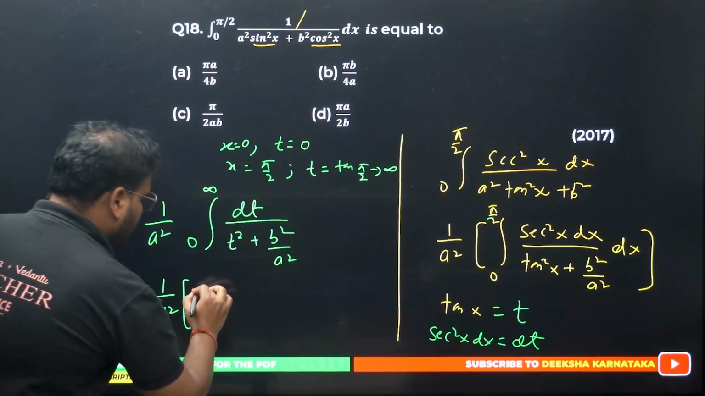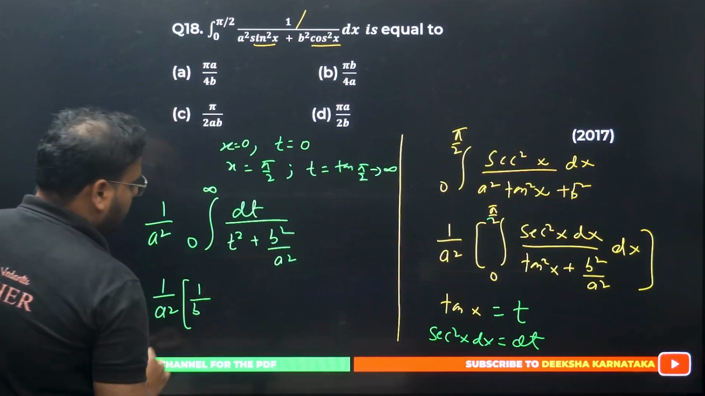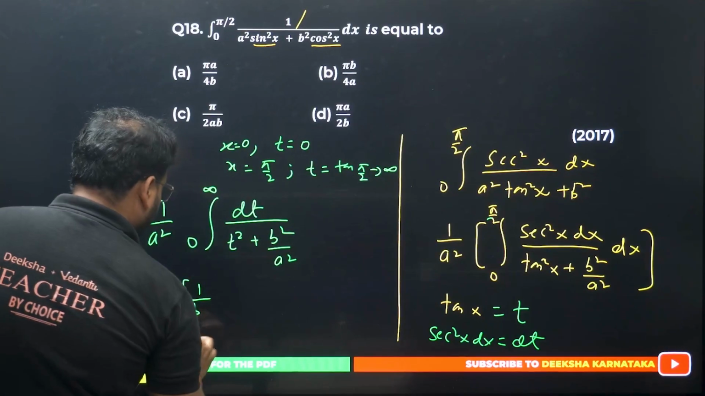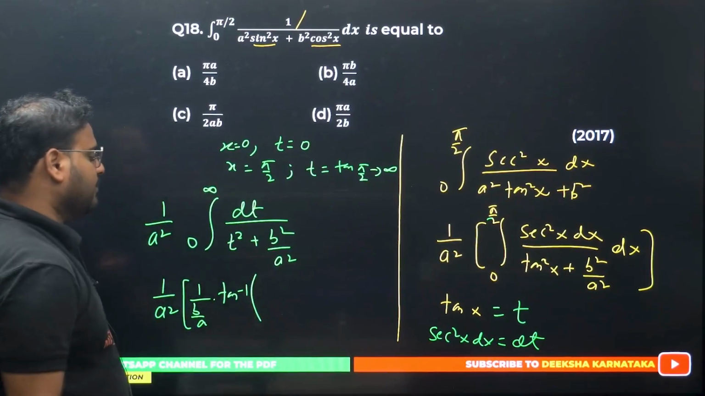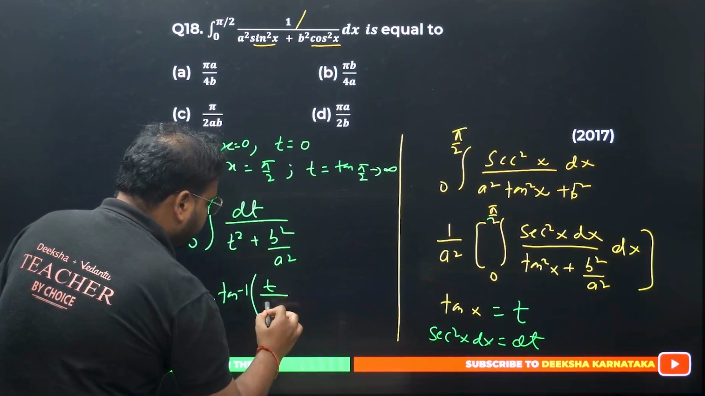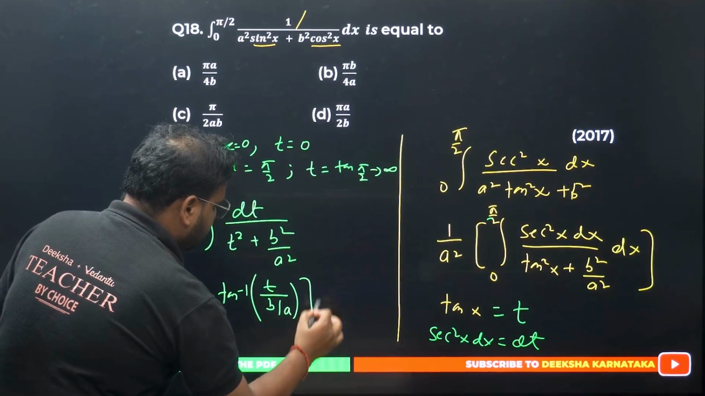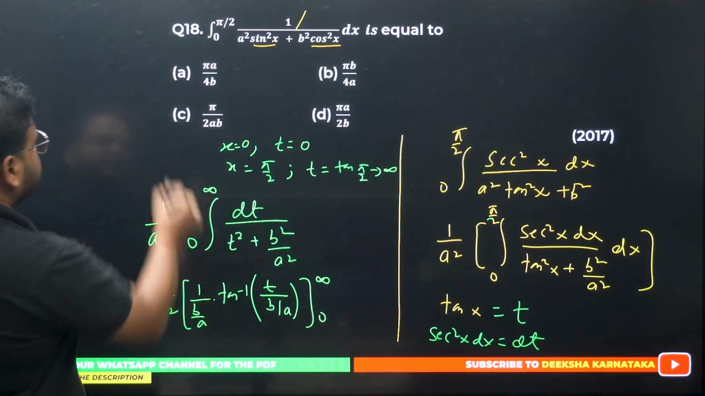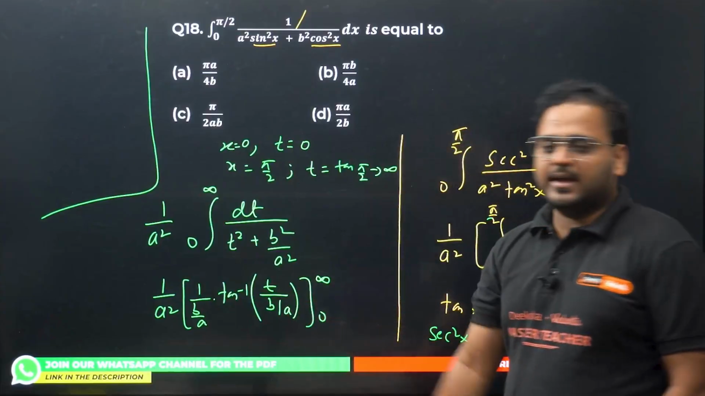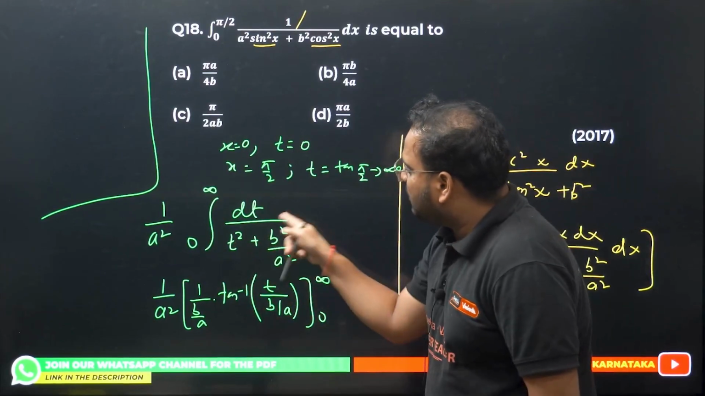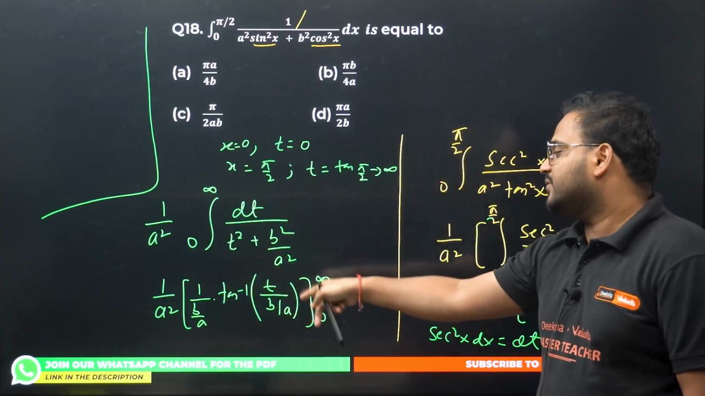The formula is 1 upon this value, yeah, tan inverse, right? b by a, tan inverse of same thing, t upon b by a, right? 0 to infinity, correct? This part is clear. 1 by a tan inverse of t by a. What is the a value? The a value is entire thing. b by a the whole square is my a value. So 1 by a times tan inverse of t by a.